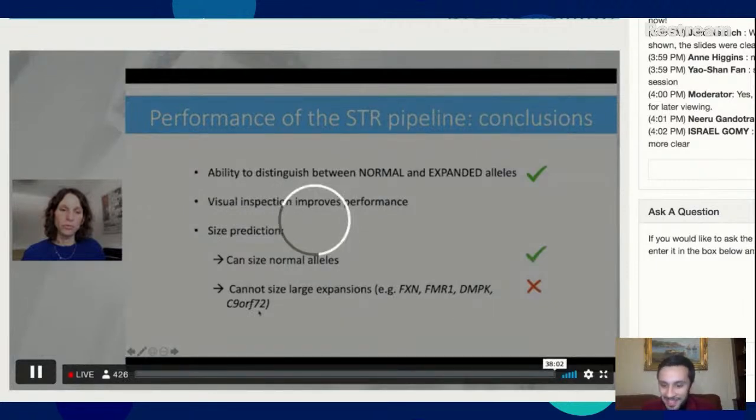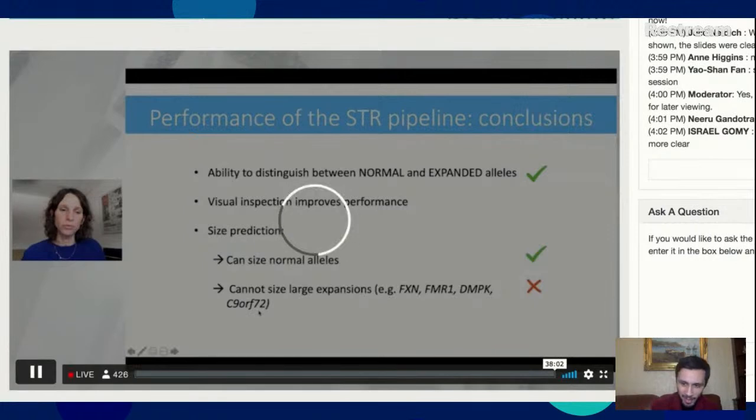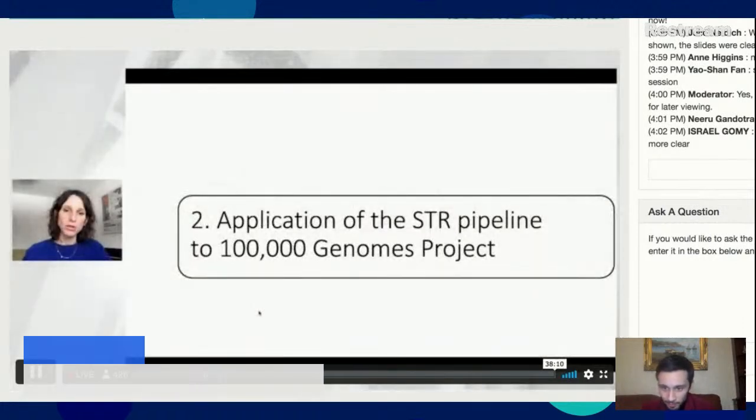Boopity boopy. Oh gosh. Yeah, with the next presentation after this, man, I can't wait. Excited.